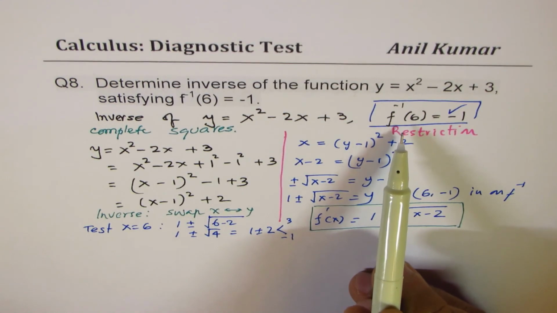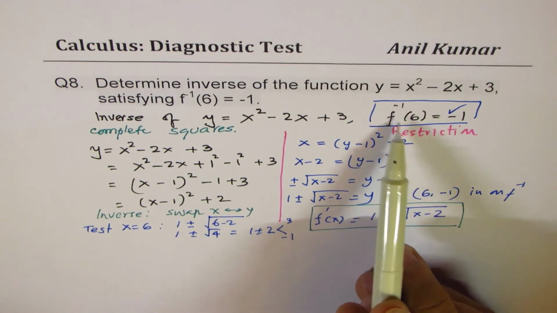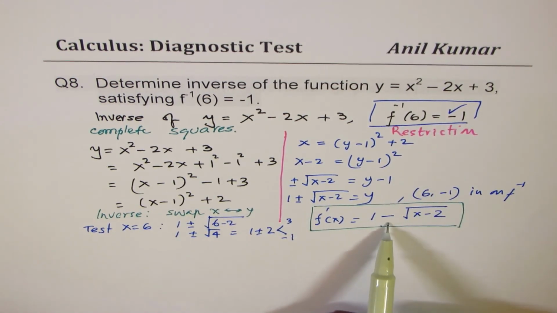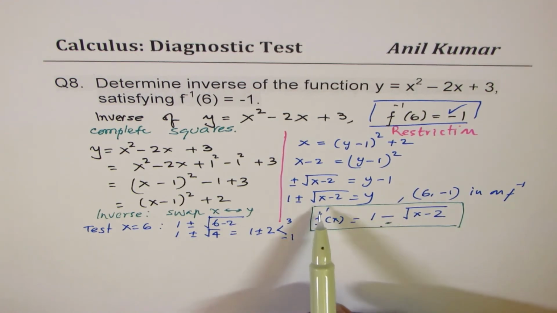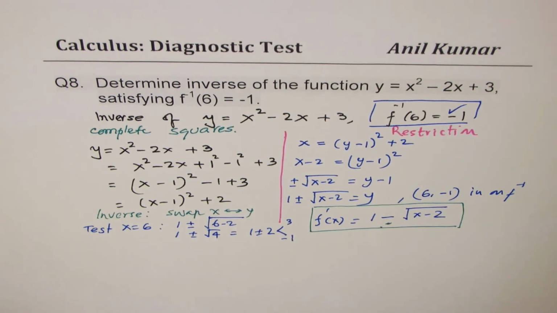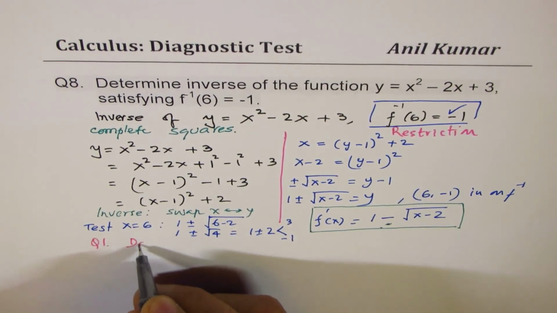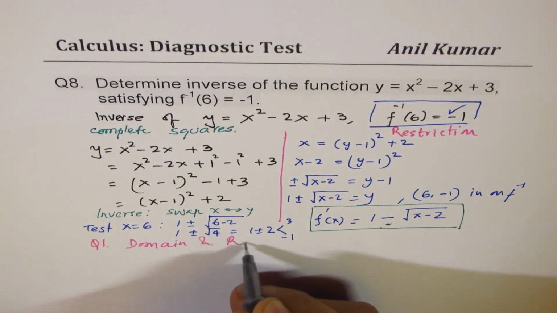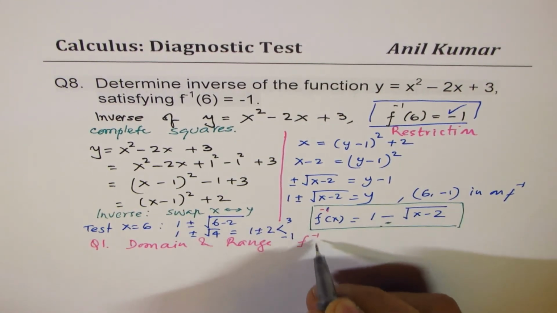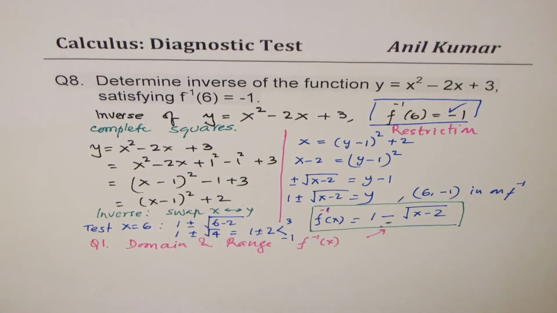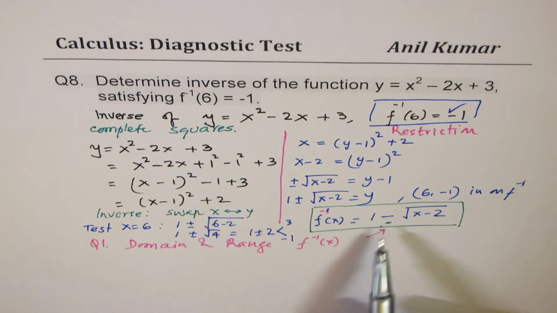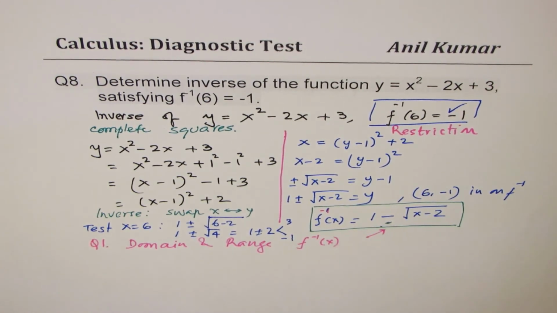The question specified that f inverse of 6 is minus 1. So we'll select the domain of the function on the negative side. So that is your function. Is it okay? Now, as a question for you, you should write the domain and range for f inverse of x. As an additional question, you can take up the same inverse function and write down the domain and range of the inverse function.